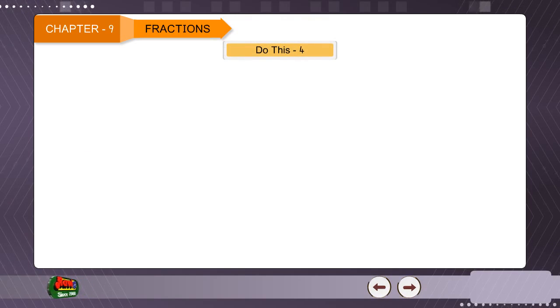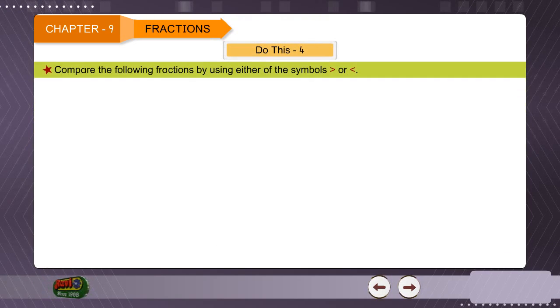Do this 4. Compare the following fractions by using either of the symbols greater than or less than. Reasoning proof.